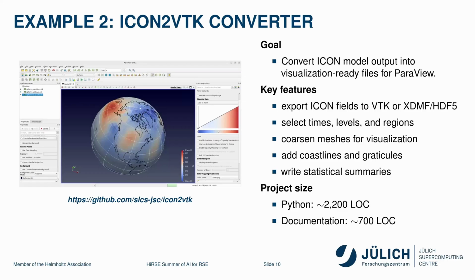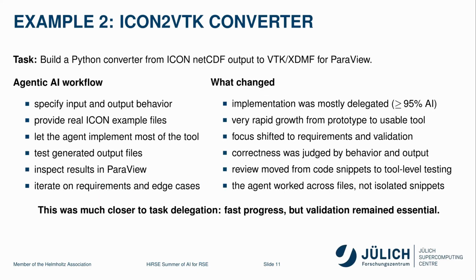We wanted to be able to coarsen the meshes, mainly for visualization purposes. We wanted to be able to add coastlines and longitude, latitude graticules. And the tool should also be capable of writing some statistical summaries of the data. So here the project size is about 2,200 lines of code in Python and another 700 lines of documentation. So the task was to build a Python converter from icon netcdf output to VTK XDMF for ParaView.